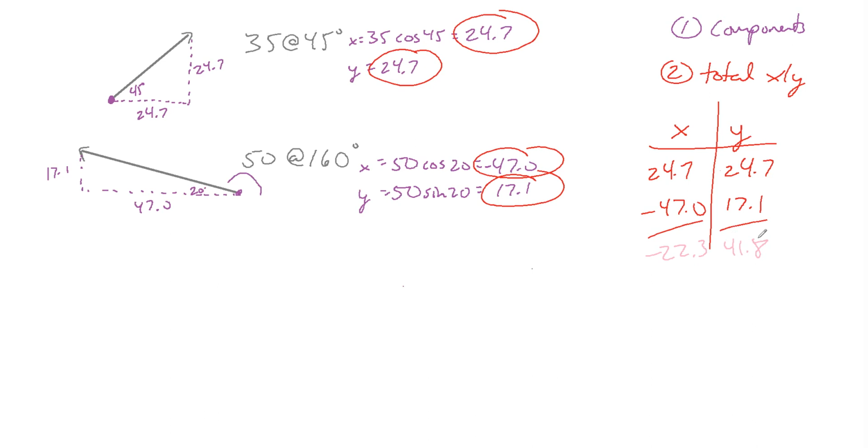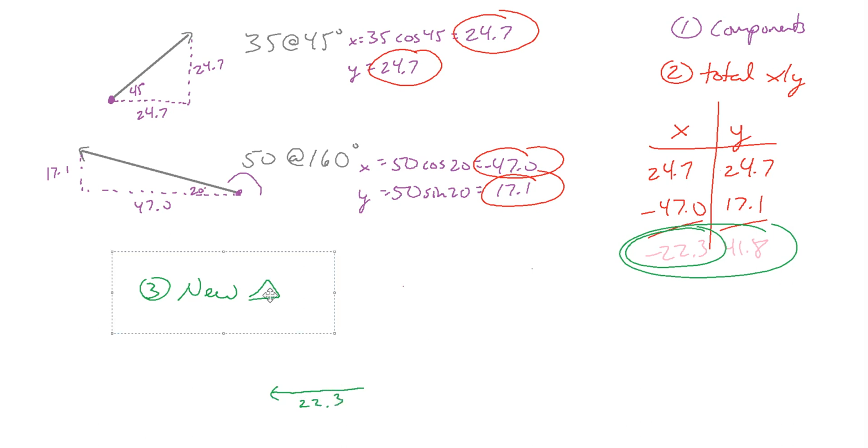And this is where the third step came in. I want to use those to make a new triangle. Let's go with green. So step number 3, I want to make a brand new right triangle using my totals. So first things first, I'm going to draw them. So my total x component was minus 22.3, so I'm going to draw a line that represents 22.3 going towards the left.